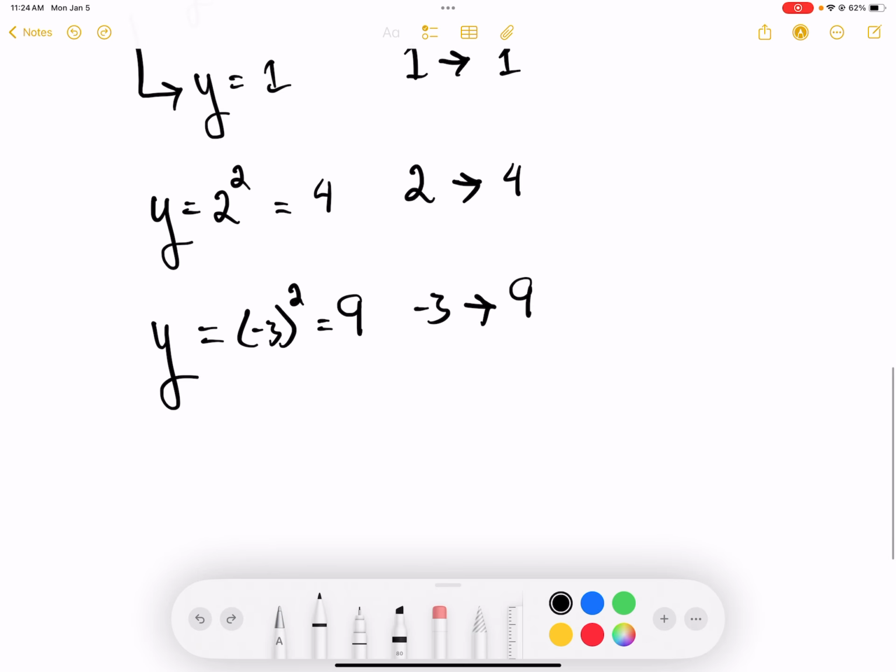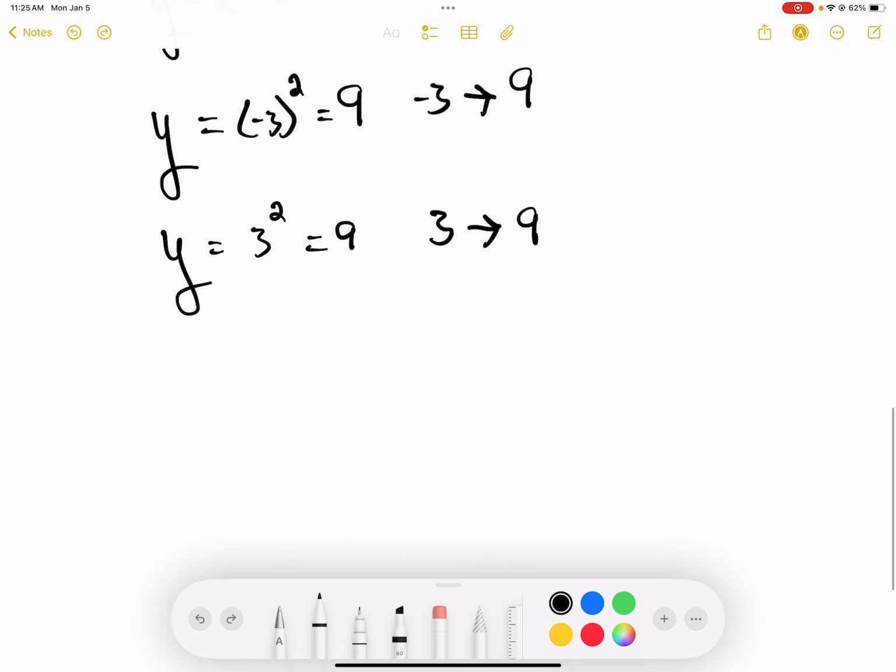So let's do, we already did -3 as an input. Let's do 3 as an input. If 3 is my input, then 3 squared is what my output is going to be. 3 squared is just equal to 9. So 3 maps to 9. This is perfectly okay. This input maps to a single output. Now, that single output just so happens to be the same output that this -3 input maps to. But that's okay. 2 inputs can map to the same output.